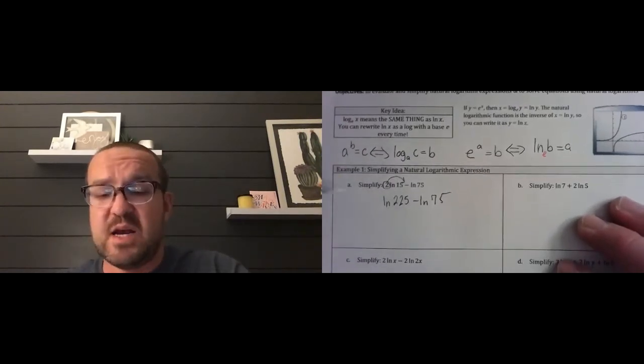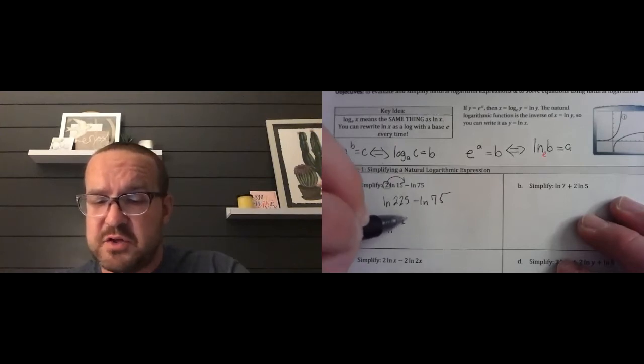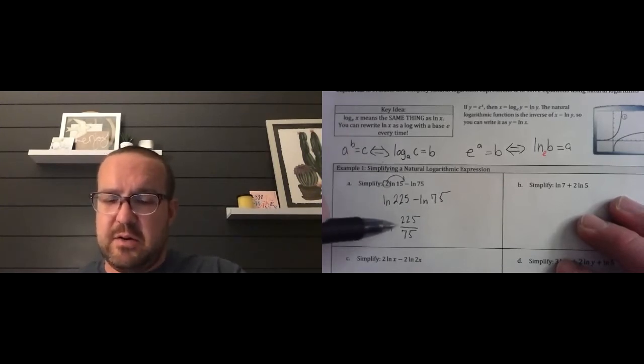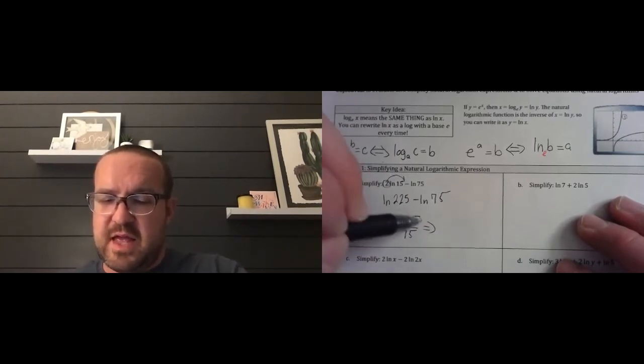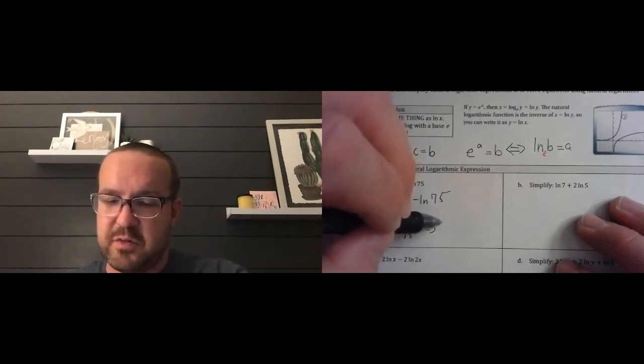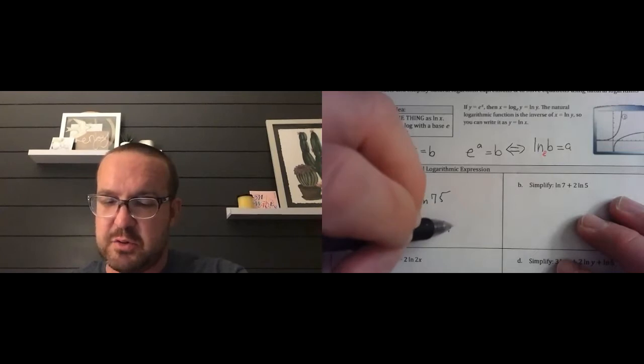Now with that minus sign, we know to divide. So the natural log of 225 over 75. Let's see here. That's going to be, what is that going to be? 9 over 3, or just 3, I guess, the natural log of 3.